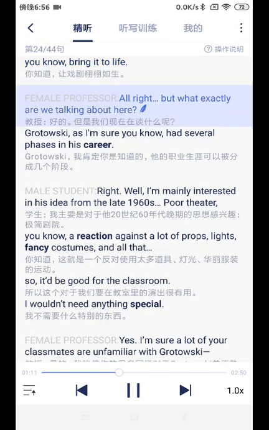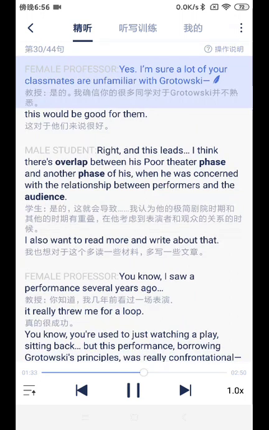All right, but what exactly are we talking about here? Grotowski, as I'm sure you know, had several phases in his career. Right. Well, I'm mainly interested in his idea from the late 1960s, of poor theater, you know, a reaction against a lot of props, lights, fancy costumes, and all that. So it'd be good for the classroom. I wouldn't need anything special. Yes. I'm sure a lot of your classmates are unfamiliar with Grotowski, and this would be good for them.